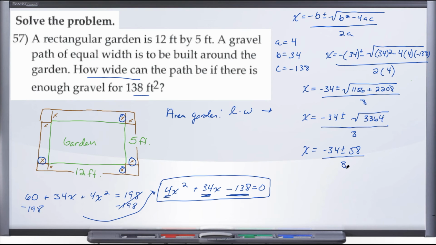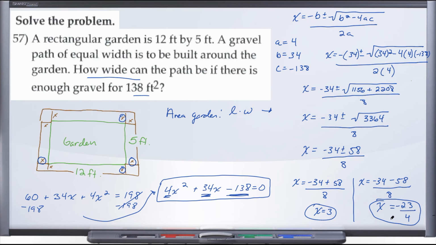All right, now we have some numbers that I think are going to work out nicely. Because of this plus and minus, we have two answers. We're going to have x equals negative 34 plus 58 divided by 8, and then x equals negative 34 minus 58 divided by 8. If you work this out, you'll end up with x equals 3 over here, and x equals negative 23 over 4, I believe it was.